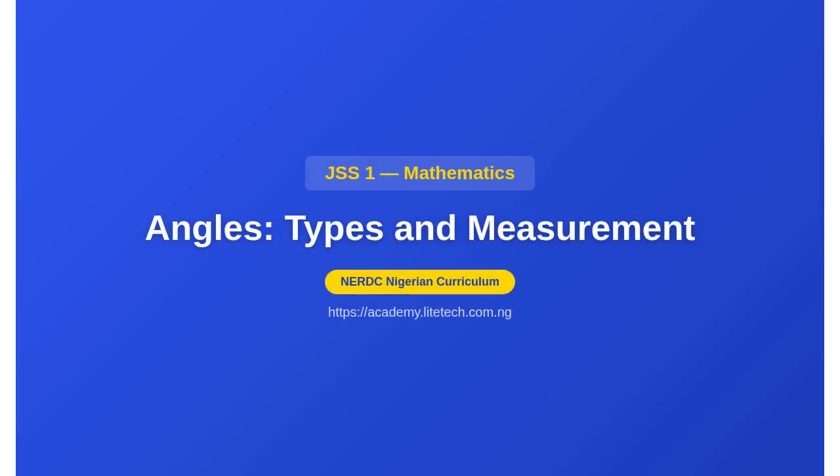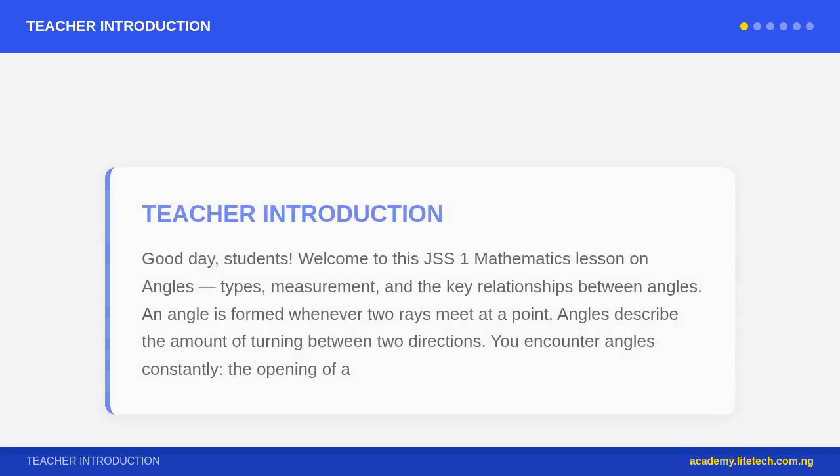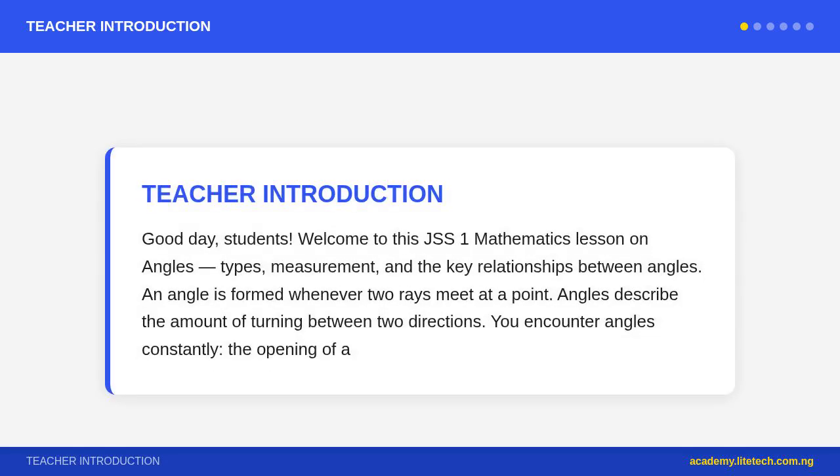Good day, students. Welcome to this JSS 1 mathematics lesson on angles, types, measurement, and the key relationships between angles. An angle is formed whenever two rays meet at a point. Angles describe the amount of turning between two directions. You encounter angles constantly: the opening of a door, the slope of a ramp, the hands of a clock, the corner of a building. In mathematics and geometry, angles are foundational.